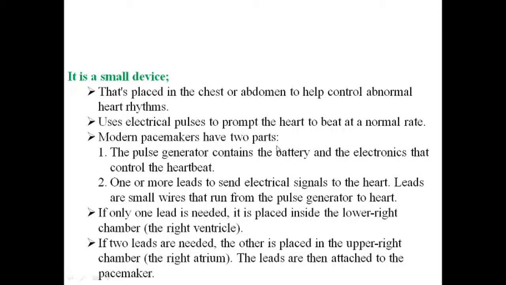Modern pacemakers have 2 parts. So we saw that the pacemakers are of 2 types: internal pacemaker for permanent and external pacemaker for temporary operations. Now coming to where this is placed, in the chest or abdomen, and next, how many parts this pacemaker has. So basically 2 parts are there.